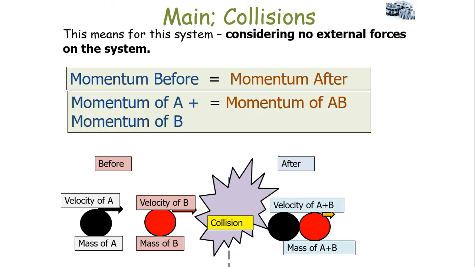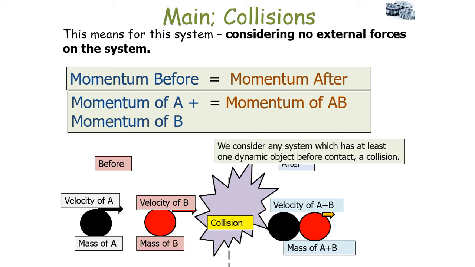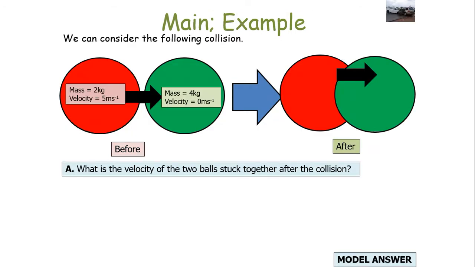We can therefore say in this example, because object A is going to collide with object B, and objects A and B afterwards are going to stick together and move away, that the momentum of A plus the momentum of B beforehand must equal the momentum of AB afterwards. We can consider this for a system which has at least one dynamic object before contact, and this is what we call a collision. So let's look at the following example.